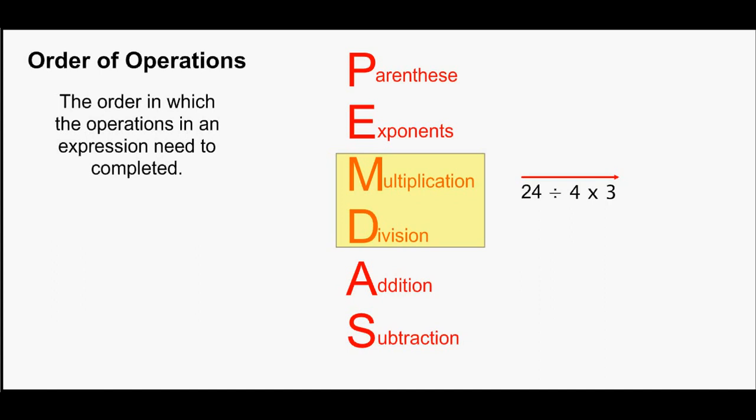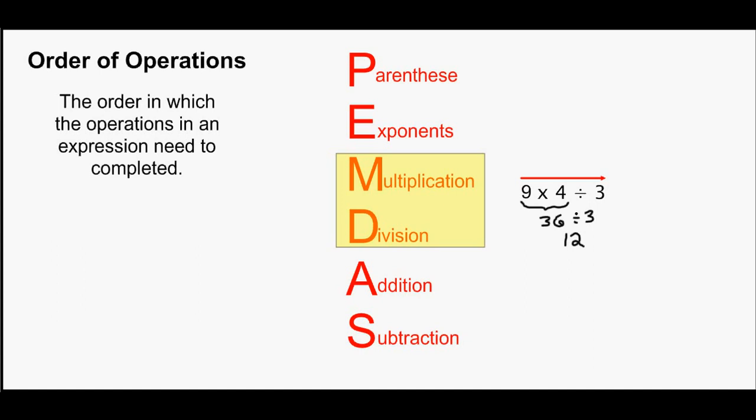right. So looking at the expression 24 divided by 4 times 3, I would start with 24 divided by 4, which is 6, and then multiply by 3 for an answer of 18. Likewise, if I had the expression 9 times 4 divided by 3, I would evaluate the 9 times 4 first, and then divide that answer by 3 to get 12.